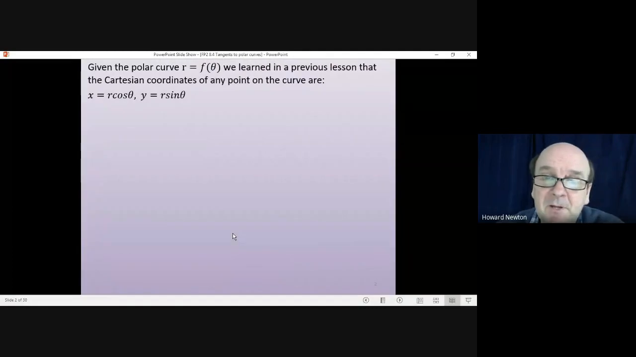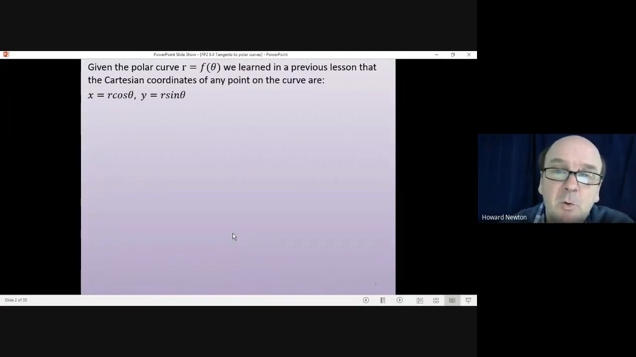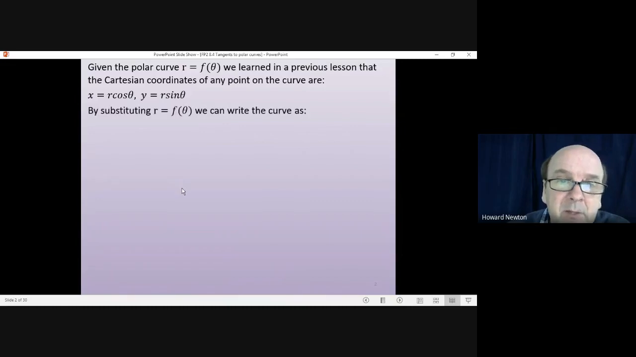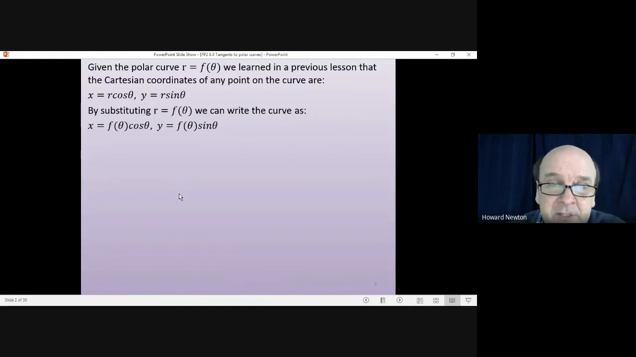In this lesson, we're on Chapter 8, 8.4, and we'll be considering tangents to polar curves. Given the polar curve r equals some function of theta, we learned in a previous lesson that the Cartesian coordinates of any point on the curve are x equals r cos theta and y equals r sine theta. But if we choose to substitute f of theta for r, then we can write the curve as x equals f of theta cos theta and y equals f of theta sine theta, where f of theta will just be whatever function we're given in the question.